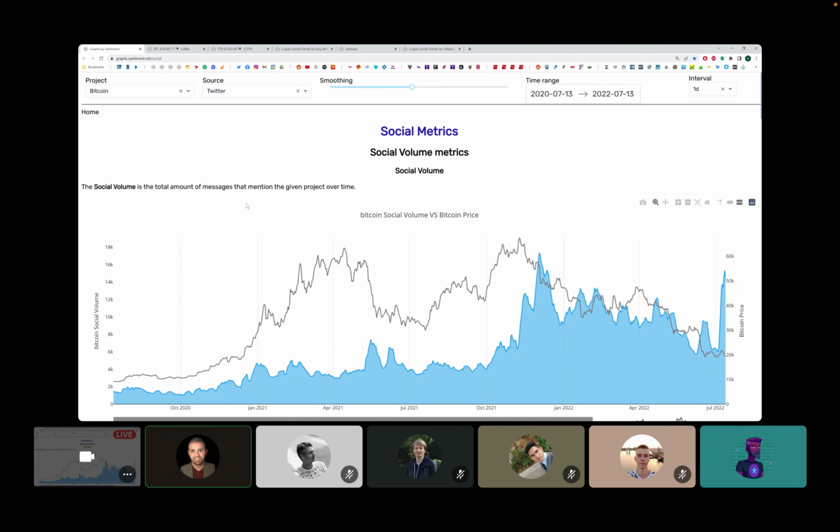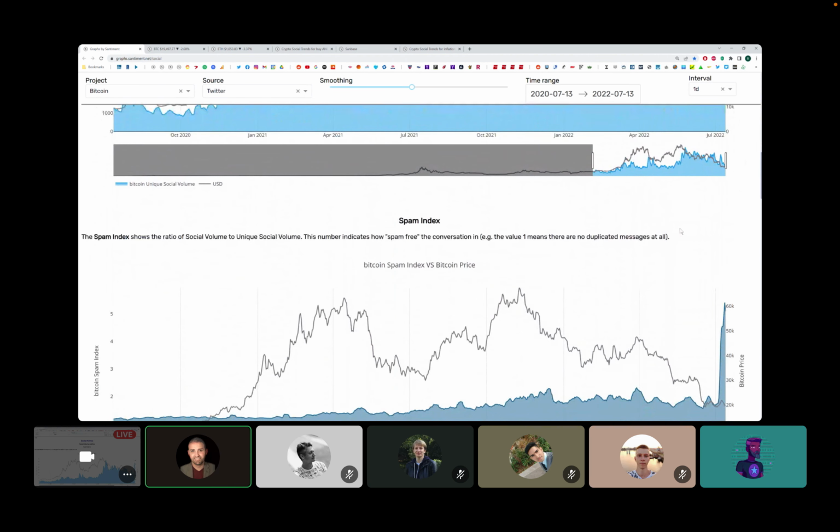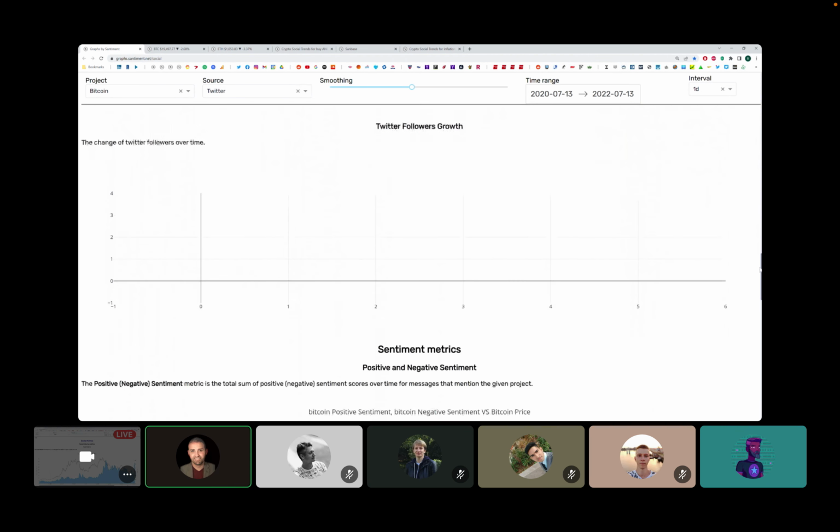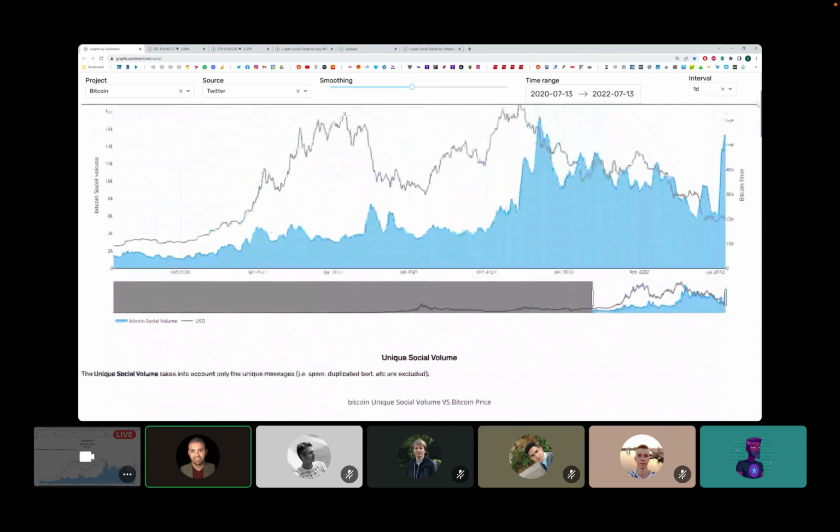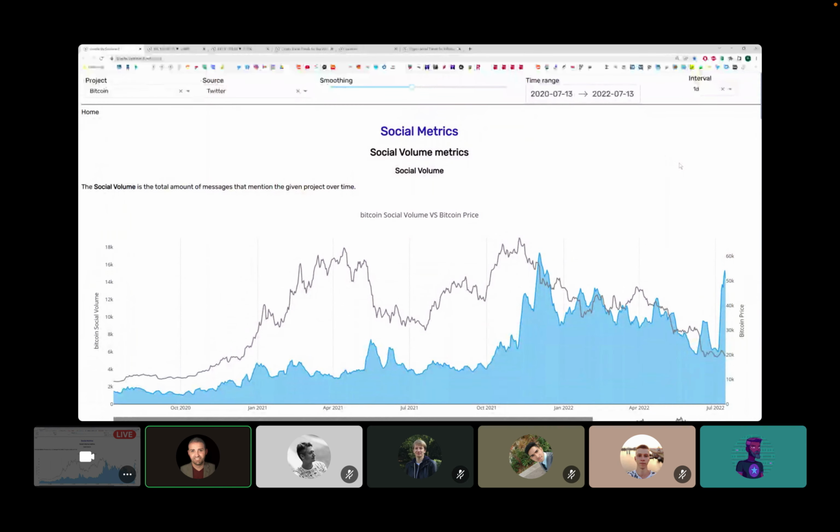All right, so we are going to begin here with a dashboard that we probably haven't spoken about in quite some time, at least on a public call. And it's all about social metrics, specifically related to social volume, unique social volume. It gets into sentiment here. It has quite a bit of different varieties of offerings that can really enhance your ability to make objective, educated trades.